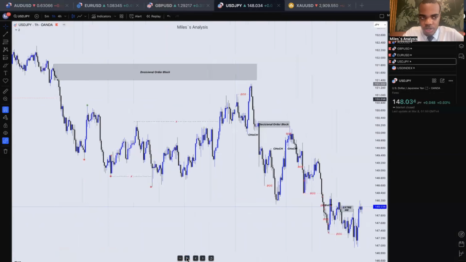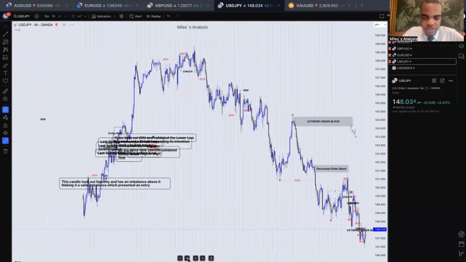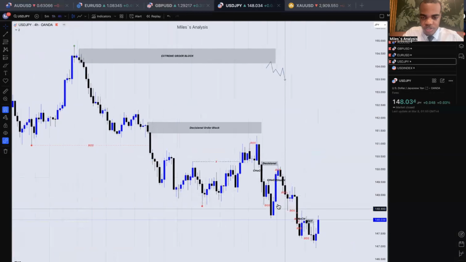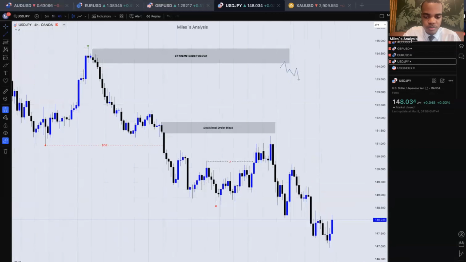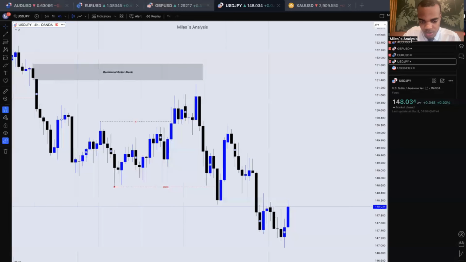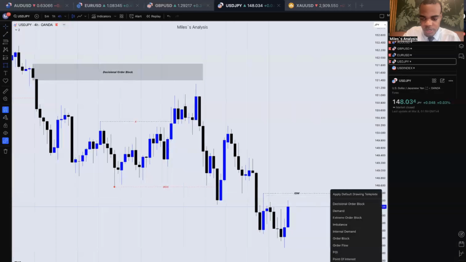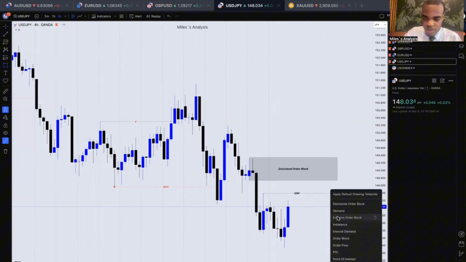On the USDJPY H4 time frame, you can see price is bearish. Right, you can see breakout structure. So let me clear this out. You can see price is bearish because of breakout structure. Then here we have another breakout structure, right? After this breakout structure, we have this adjustment, which is not yet mitigated. Above this adjustment, we have our decisional order block, which is this one. And from this decisional order block, we have our extreme order block, which is this one.